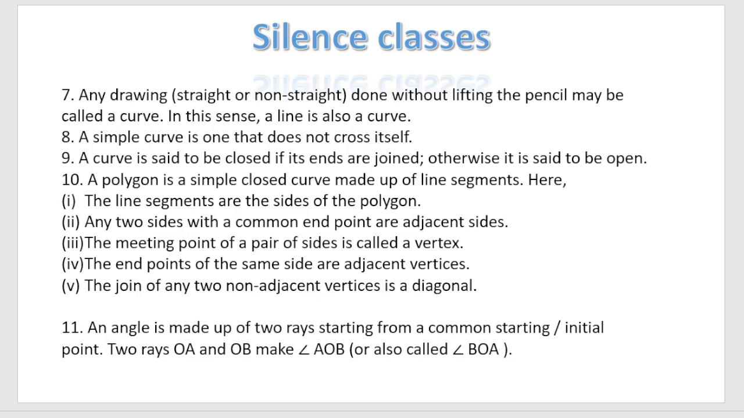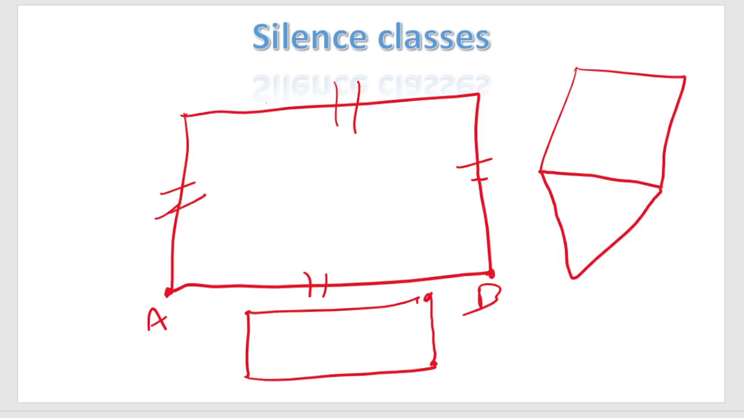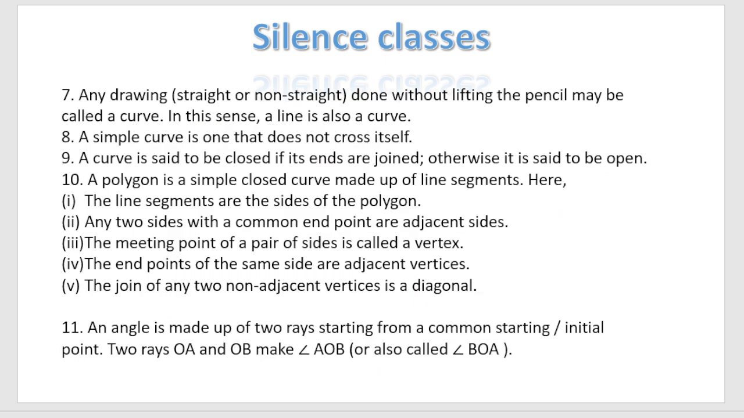Okay, now a line segment is the side of a polygon. I've already told you this is a line segment, and all the polygons have line segments like this, like this, like this, like this, over here and over here also. So I've already told you a line segment is the side of a polygon.